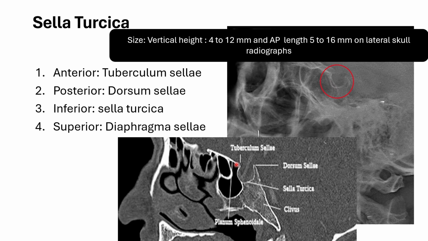Its normal size: the vertical height is 4 to 12 mm. We can see this is the vertical height in CT. The normal range is 4 to 12 mm, and the anteroposterior diameter is 5 to 16 mm. This is measured on a lateral radiograph or sagittal CT image. The sella should not be enlarged or destroyed. If it is enlarged or its shape is altered, then think of some pathology.